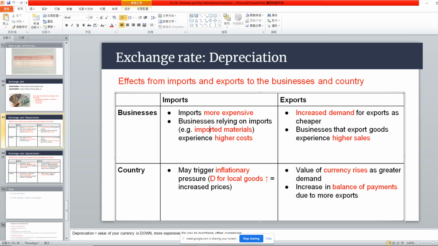So there is a very magical relationship between exchange rate and international trade. Well, I'm not going to discuss that in detail because it will become basically economics after that.